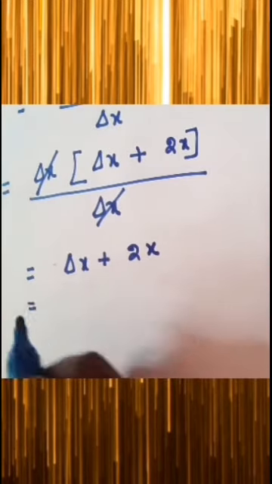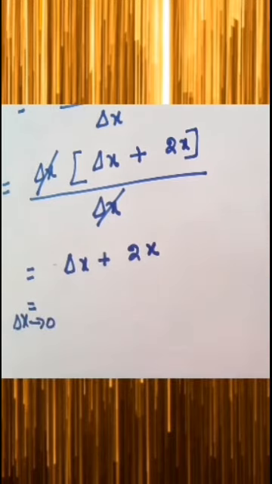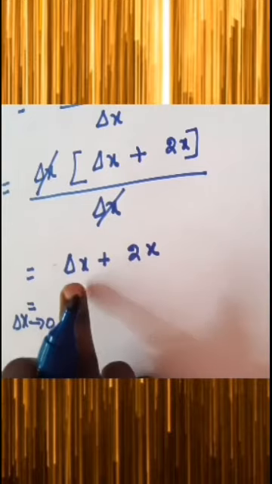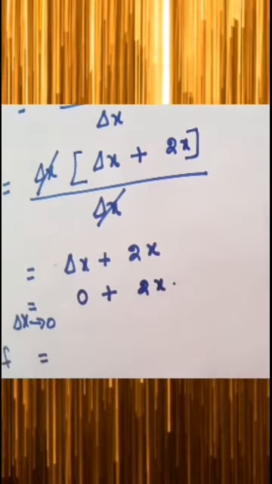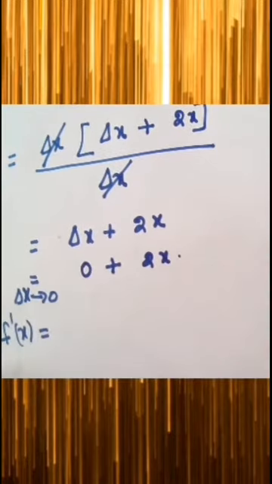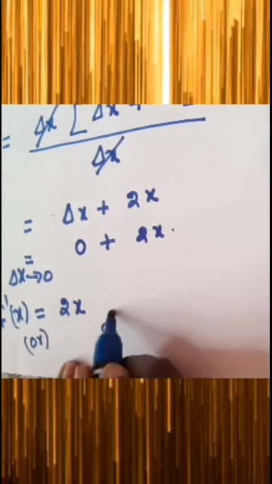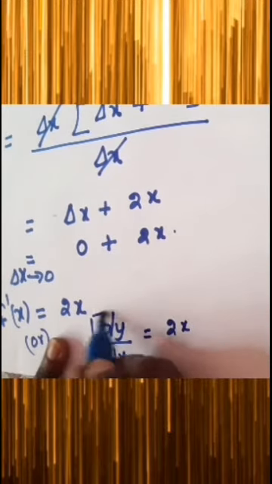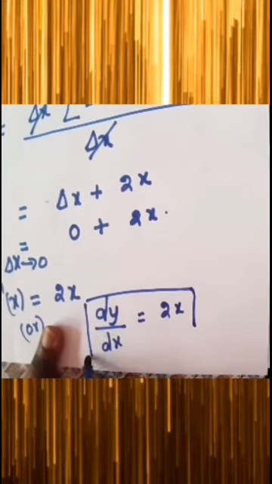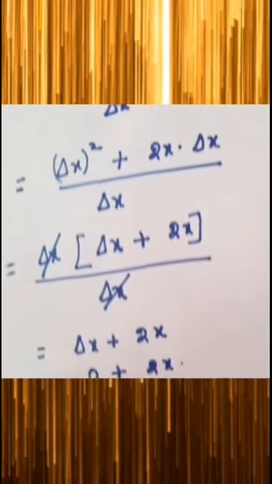And what is the concept? The delta x should tend to 0. If delta x tends to 0, we get 0 plus 2x. So the derivative f dash of x is equal to 2x. Or instead of f dash of x, I can write dy by dx is equal to 2x. This is how we arrived at the result.